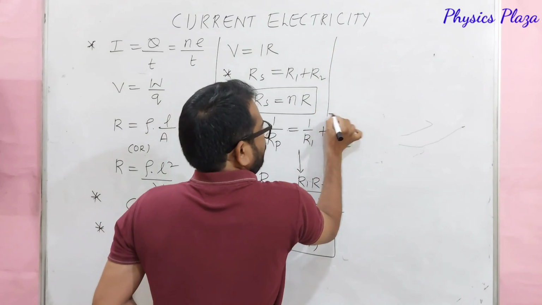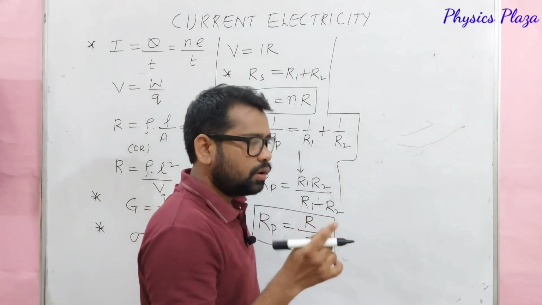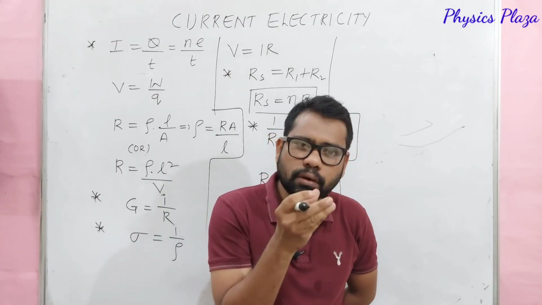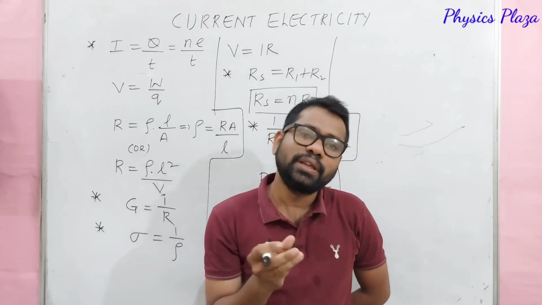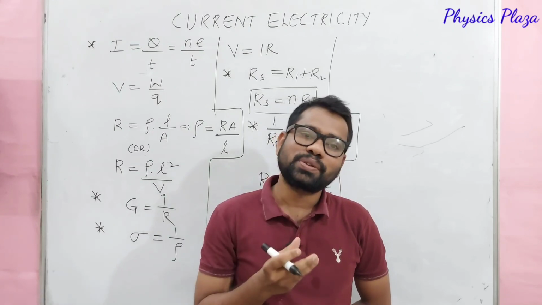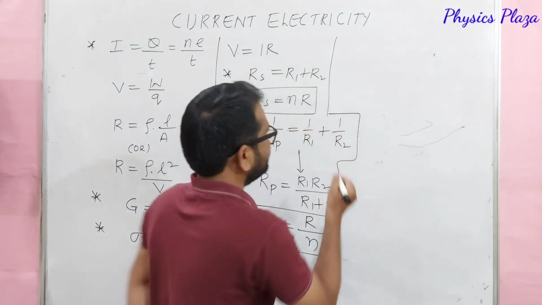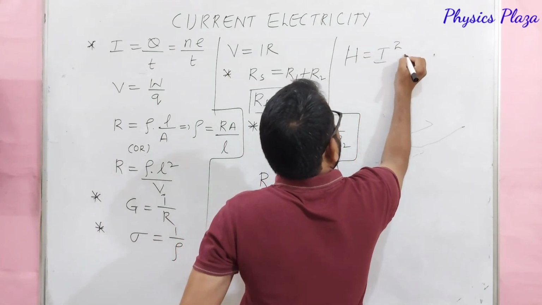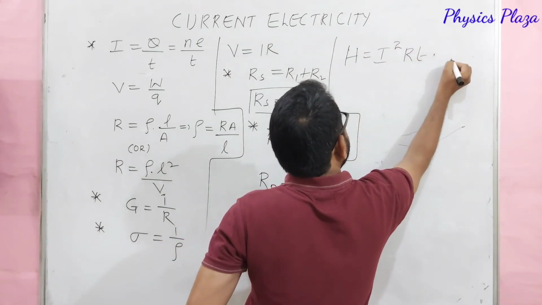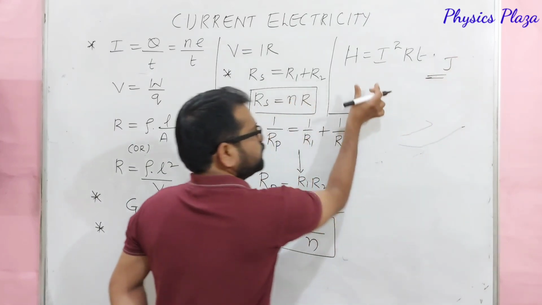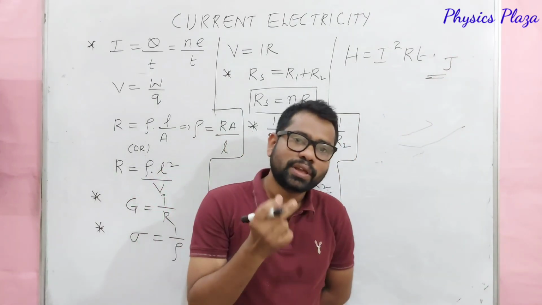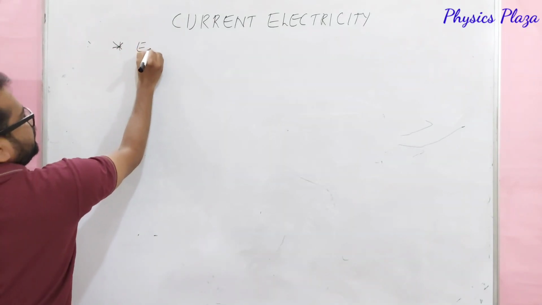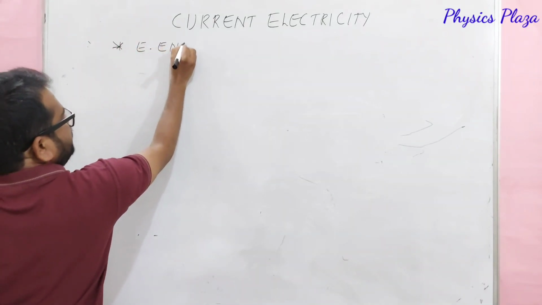Now dear children, when a current I passes through a resistor of resistance R in a time t, definitely some amount of heat is produced. So how to calculate that heat produced, dear children? H is equal to I square RT is the formula used to calculate it, and we get the answer in joules. So H is equal to I square RT is used to calculate the amount of heat produced. Here I am talking about electrical energy.